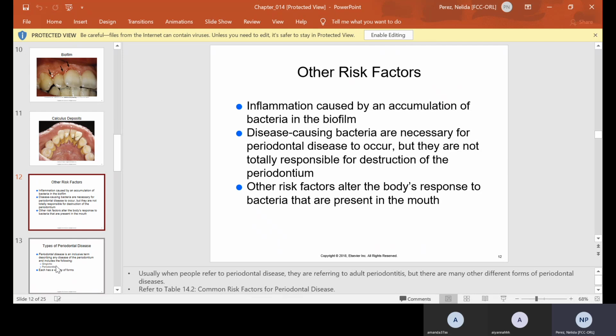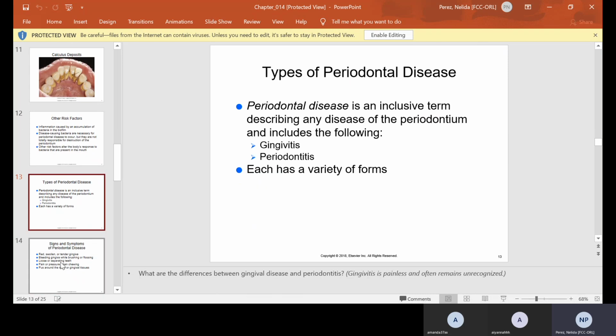So usually when people refer to periodontal disease, they are referring to adult periodontitis. But there are many, many other different forms of periodontal diseases. So periodontal disease is an inclusive term describing any disease of the periodontium, and it includes the following: gingivitis and periodontitis. Each has a variety of forms.